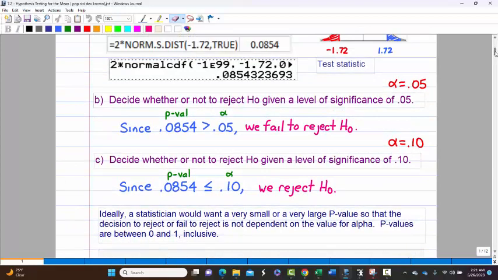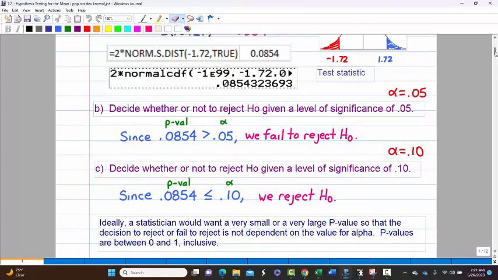Now let's say we have this p-value and are deciding whether or not to reject based on a couple of different levels of significance. Suppose your level of significance was 0.05. You put your p-value on the left, 0.0854, your alpha on the right, 0.05. In this case, the p-value would be greater than the alpha, and therefore we fail to reject the H0. Now if alpha is 0.10, 0.0854 would actually be less than or equal to 0.10, and we reject H0.